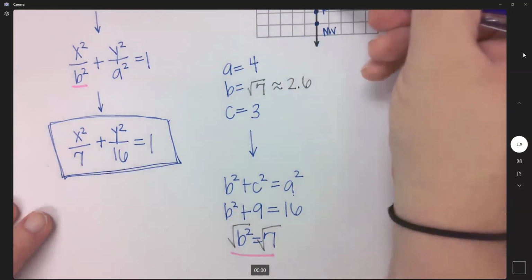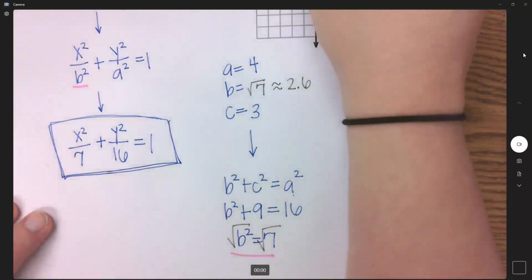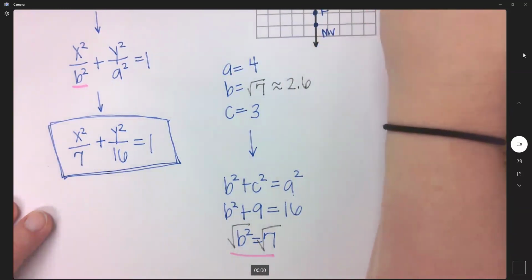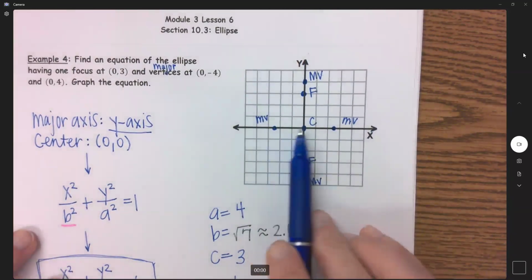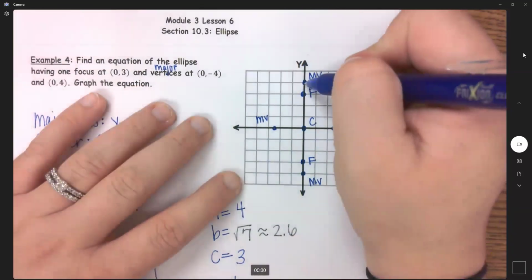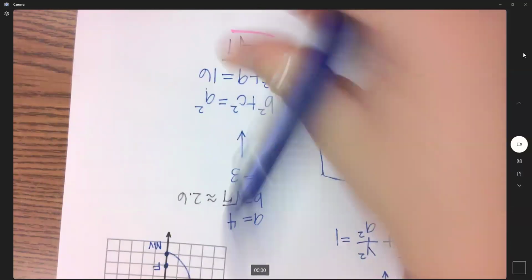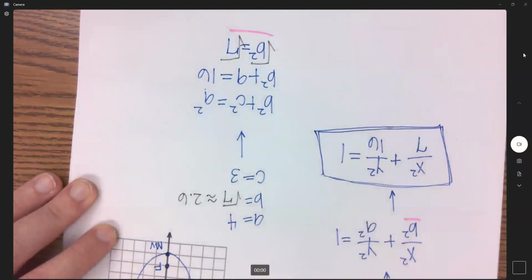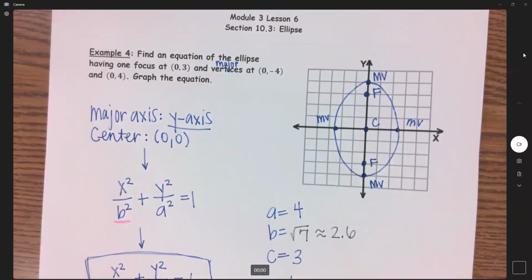Okay, so from my center, I'm going to go over roughly 2.5 for my lowercase mv, and then go over 2.5 again for a lowercase mv. I'm sorry, you couldn't see anything I was doing, but from the center, I went over 2.5 and over 2.5. So let's connect these vertices together. And here is my ellipse.